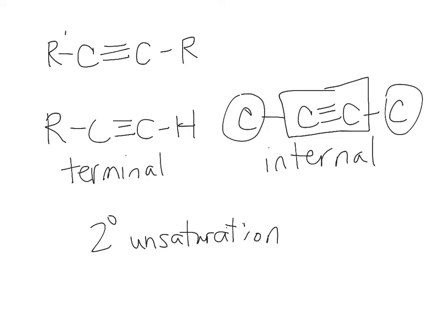And lastly, they have 1 sigma and 2 pi bonds. So here's your sigma bond, and here are your 2 pi bonds. And that's what makes up an alkyne. If we talk about how to name alkynes, it's pretty straightforward. The nomenclature is the same as alkenes.